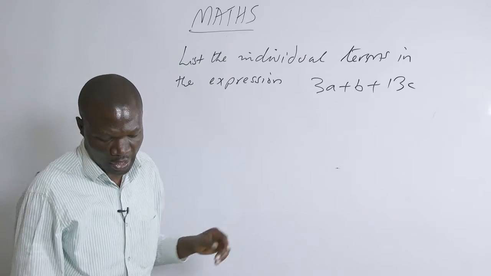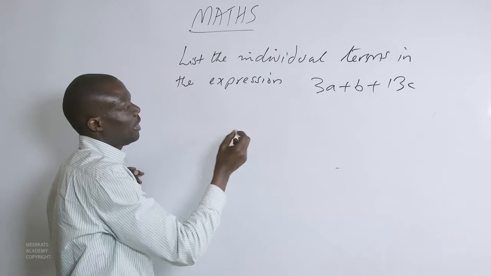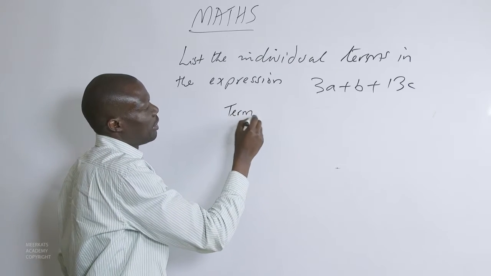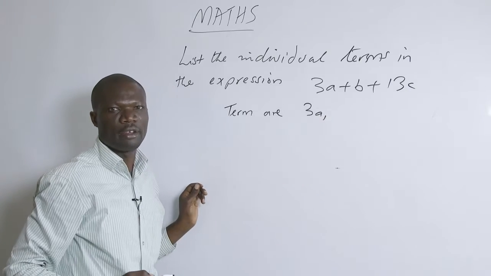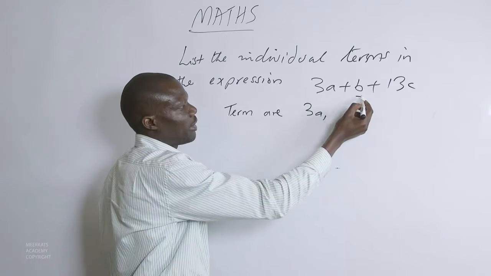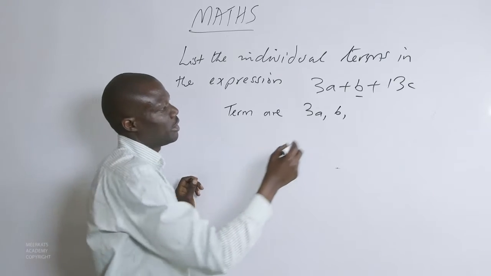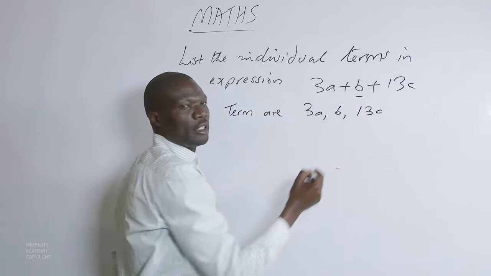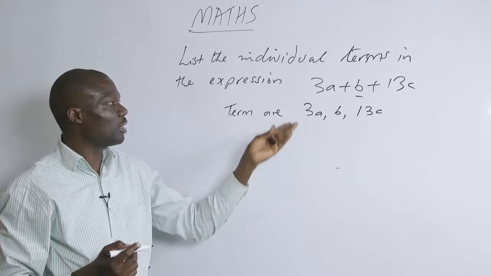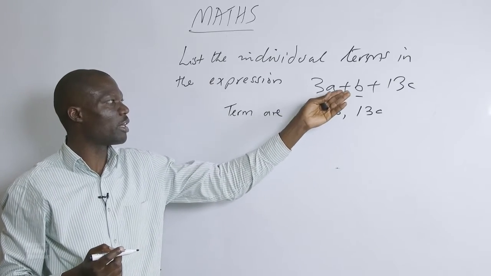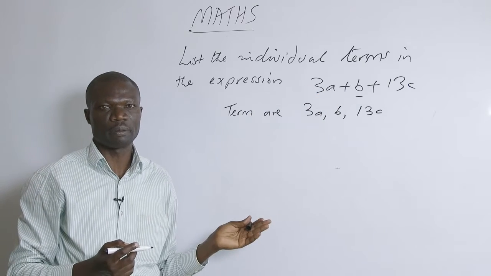In this particular case, we only need to identify the terms that exist. The terms here are 3a. We also have another term, b. And the last term that we have in this expression is 13c. So these are the terms that form the algebraic expression that we have right here.